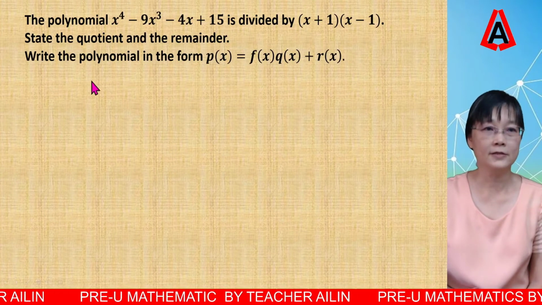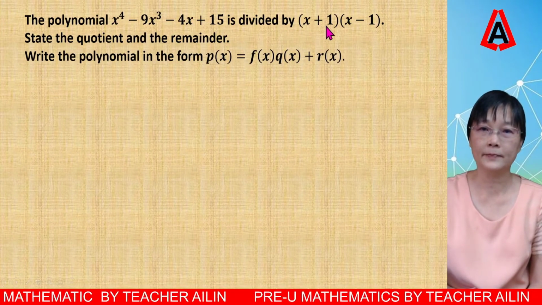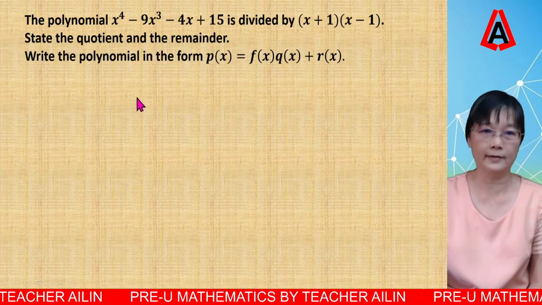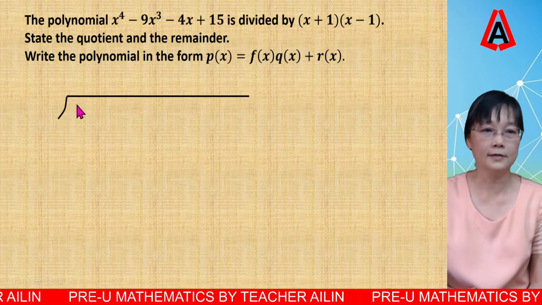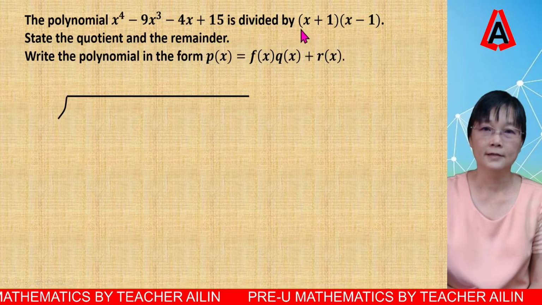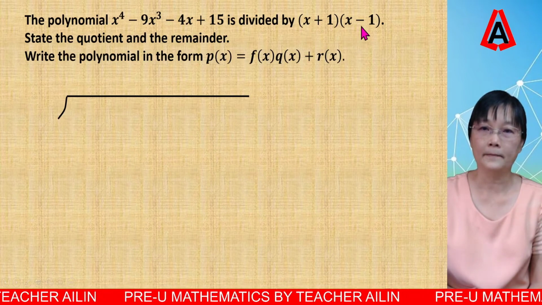Now we try this question. The polynomial is divided by x plus 1, x minus 1. State the quotient and the remainder. So we start from the symbol of the division. For the divisor, this is x plus 1 times x minus 1.